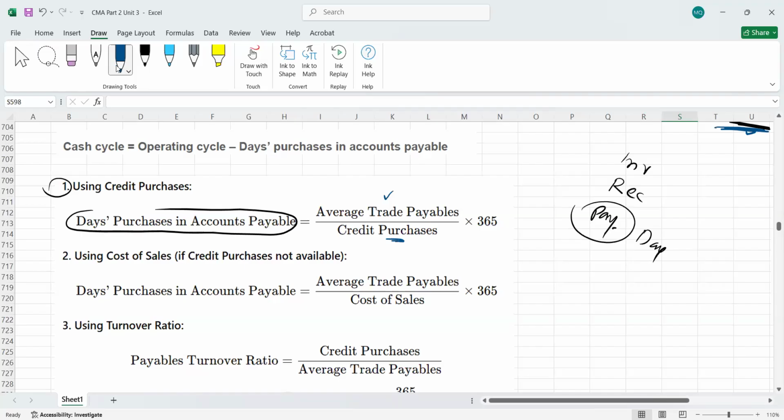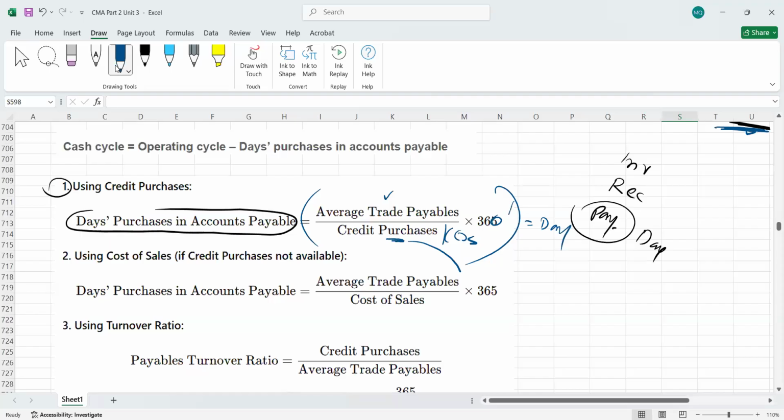If credit purchases are not given, you can also use cost of goods sold here. You have to check the question to see which data is available. First priority is credit purchases. If it's not given, use the cost of goods sold as a denominator and multiply by 365 or 360, whatever number of days are available in a year. So this will give you the answer in days.